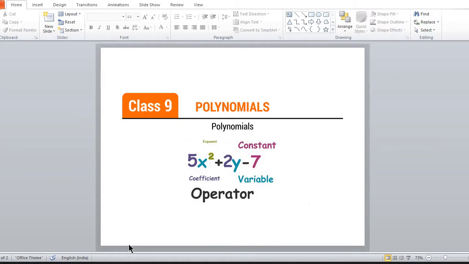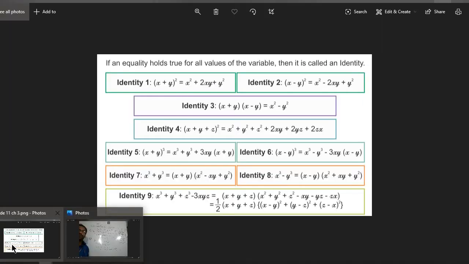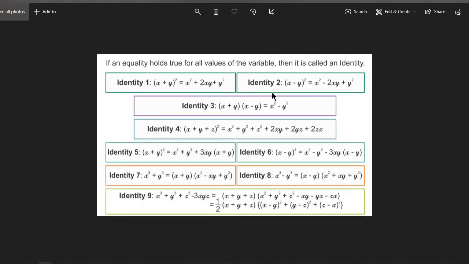So, many identities we have discussed in the class. One more time, I would like to show you those identities. See here, these were those identities, if you have not forgotten them. Identity number 1 is x plus y whole square. Identity number 2, x minus y whole square. Then identity number 3 is x plus y into x minus y is equal to x square minus y square. So all these we are now going to study in our revision class.